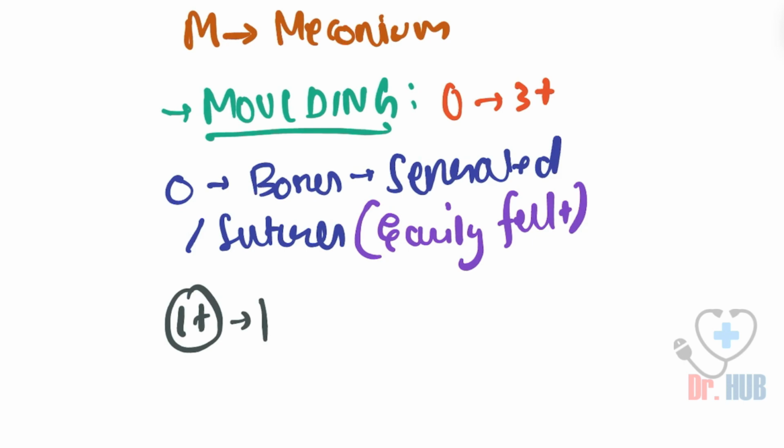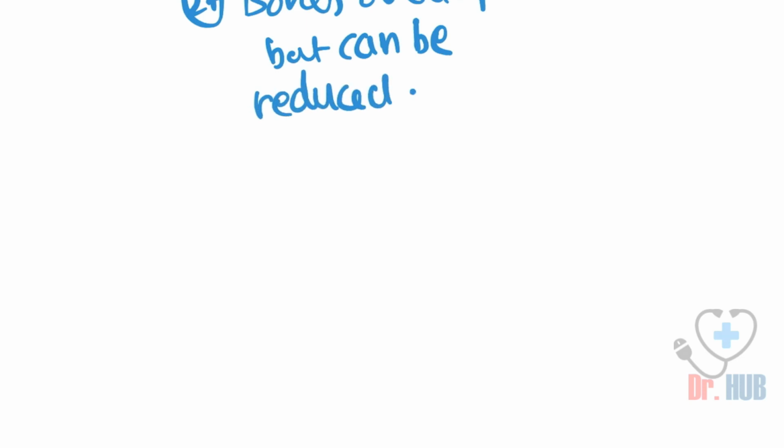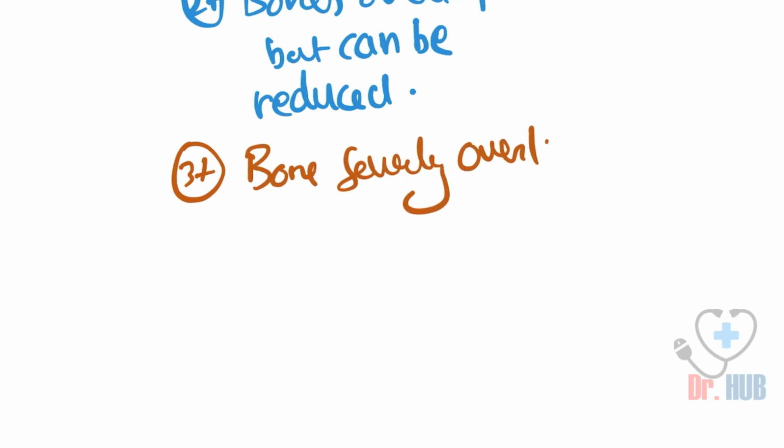Then there is 1 plus. So what is 1 plus? 1 plus means the bones are touching. After 1 plus, there is 2 plus. 2 plus indicates the bones overlap, but can be reduced. So what is 3 plus? 3 plus indicates that the bones severely overlap and they are irreducible.